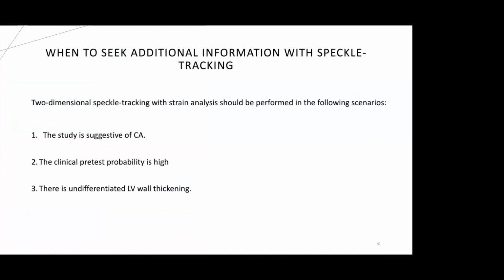So when should we do the speckle tracking and the strain analysis? Number 1, if our study is highly suggestive of cardiac amyloid. Number 2, we have a high pretest clinical probability. And number 3, if there's undifferentiated LV wall thickening.